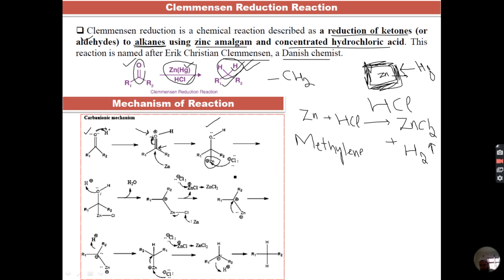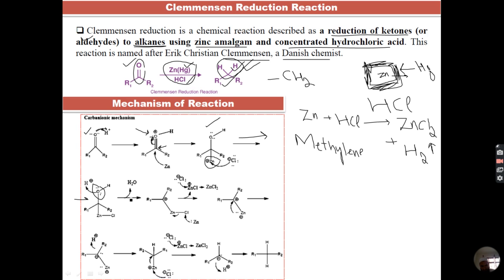We have chloride ions also in the medium, which are there due to the dissociation of HCl. So that chloride ion now interacts with the zinc, and it forms ZnCl. So after that you will get this compound OH, and this is ZnCl. Now this oxygen again has 2 lone pairs, so again they will take H plus from the medium.